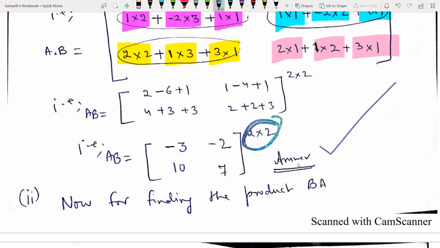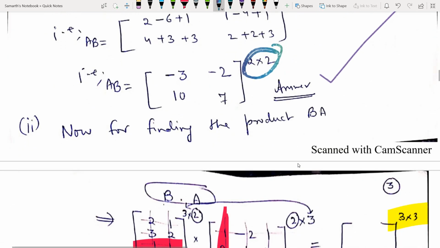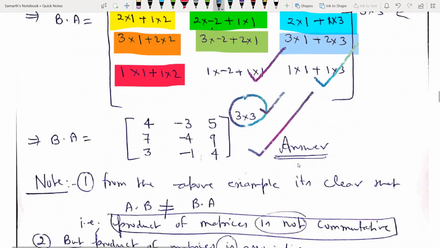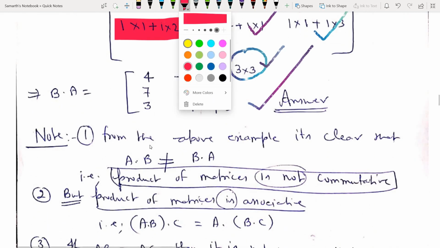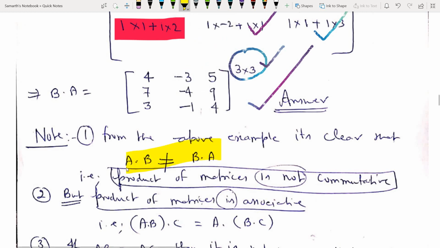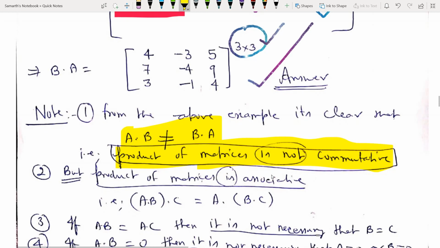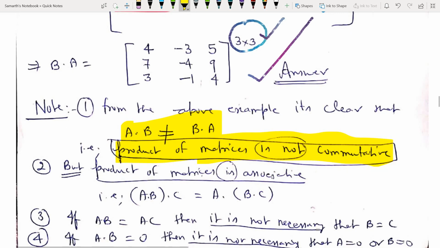So you have seen that the orders of AB and BA are different and the matrices are also different. That means from the above result we can conclude that the product of matrices is not commutative. A into B is not equal to B into A. In matrix multiplication it is not commutative, but in the case of addition, matrix addition is commutative but multiplication is not commutative.